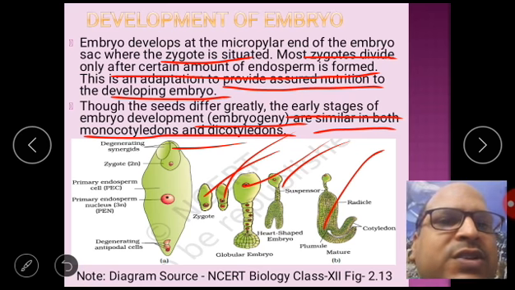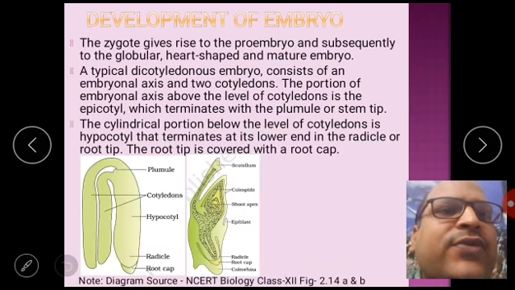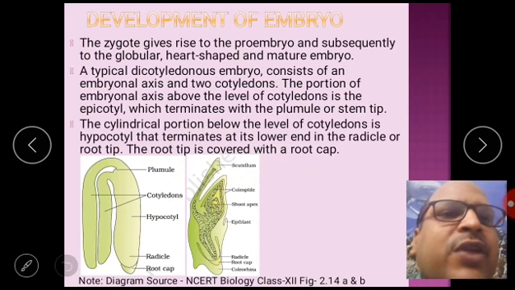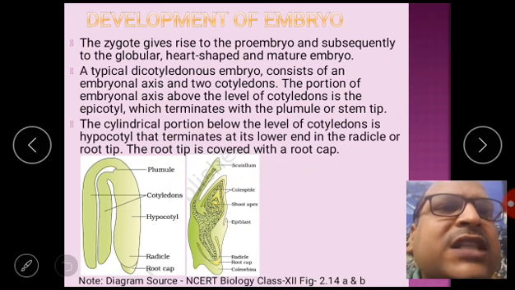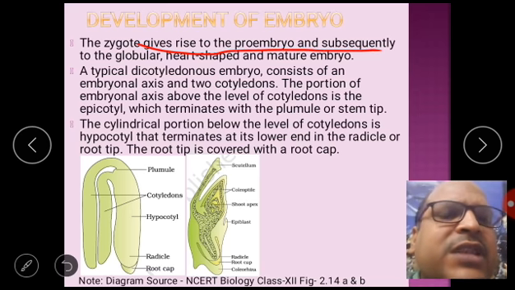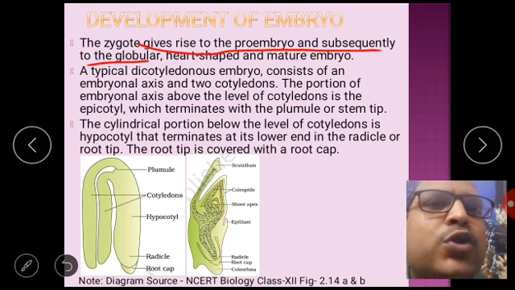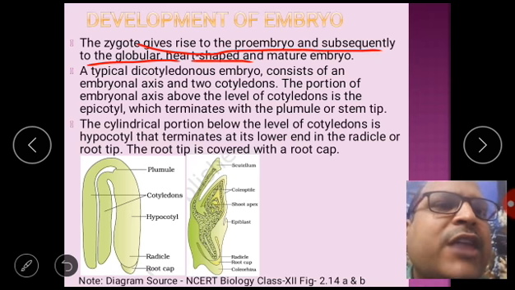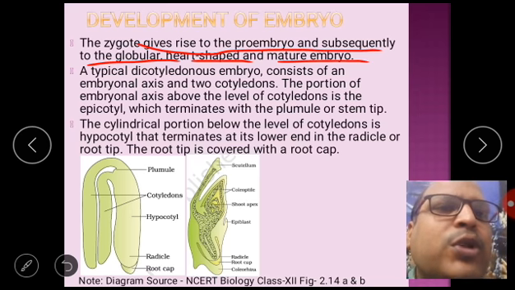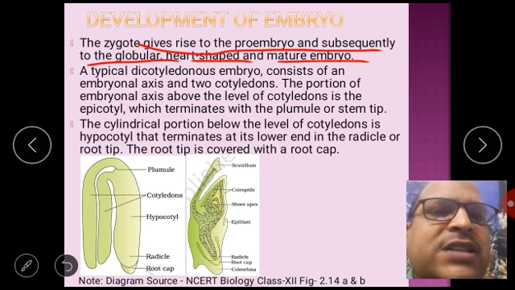Okay, dear students, just move in this. Development of embryo. See, the zygote gives rise to the proembryo first. First the proembryo will be formed, and after that it will be converted into globular, heart-shaped and mature embryo. Okay, globular embryo, heart-shaped embryo, and then mature embryo. Such type of embryo is mature embryo. This is also mature embryo.